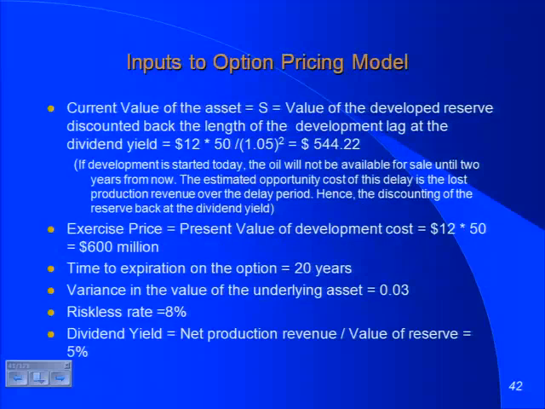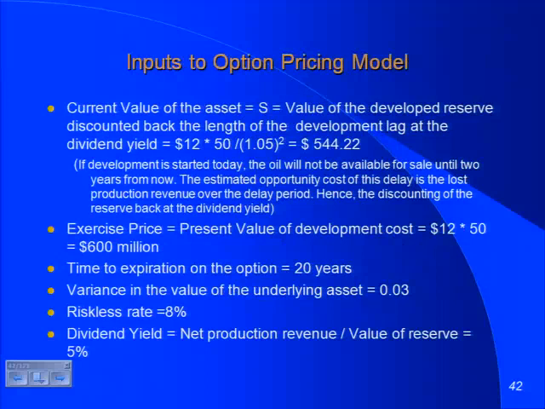So let's see the inputs to this particular model, okay? Value of oil under the ground is 600 million. Since you have to wait 2 years, you give up the cash flows for the first 2 years. So this is like doing a capital budgeting project where I say the first 2 years, I'm not going to get cash flows. So basically, I'm going to discount the 600 million back by 2 years to come up with a value of 544 million. The value of oil under the ground in present value dollars is 544 million.